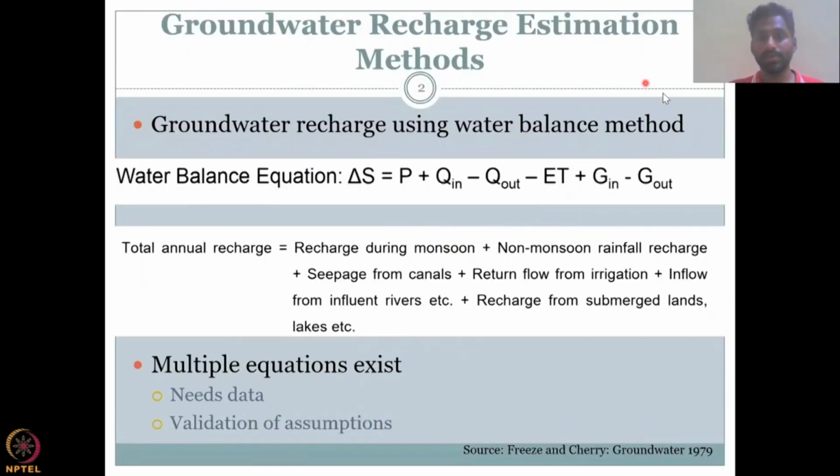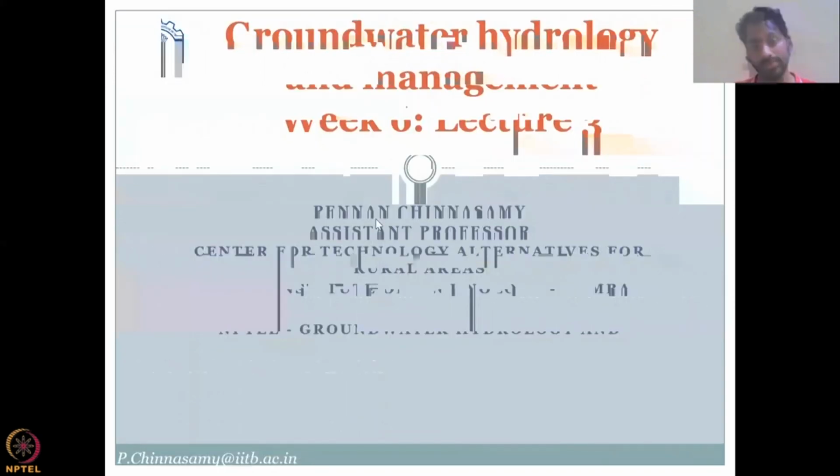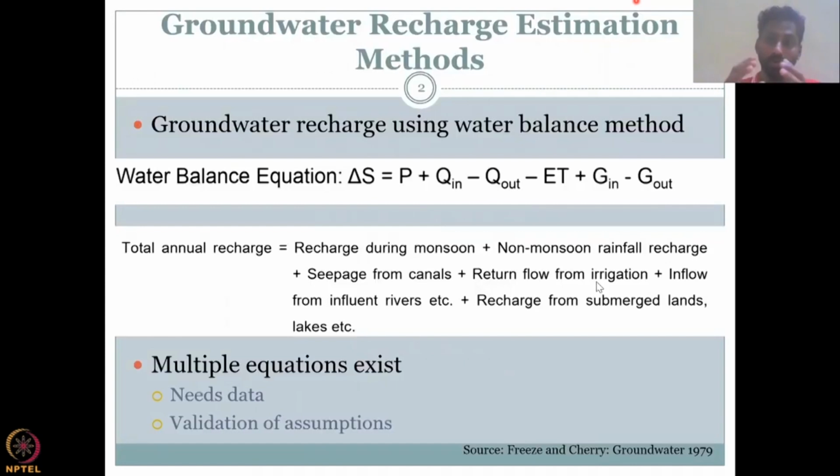So the first method is the groundwater recharge estimation method using the groundwater balance method. I won't dwell much on this slide because we have introduced the groundwater balance a lot in this lecture series. The water balance method or groundwater balance method is the same, but the groundwater balance method is more focused on the groundwater. It can also be called a water budgeting method.